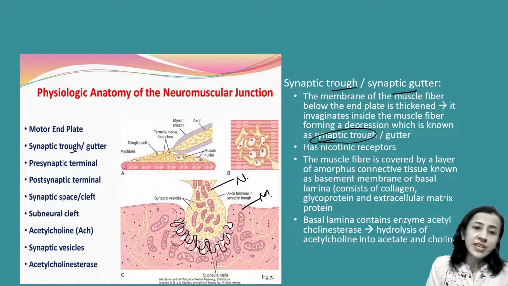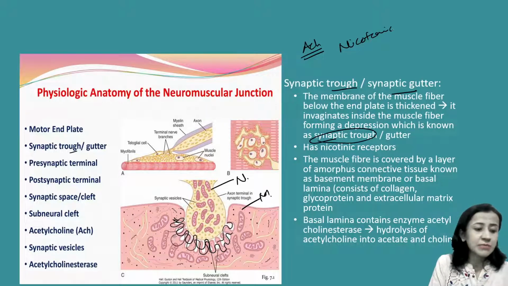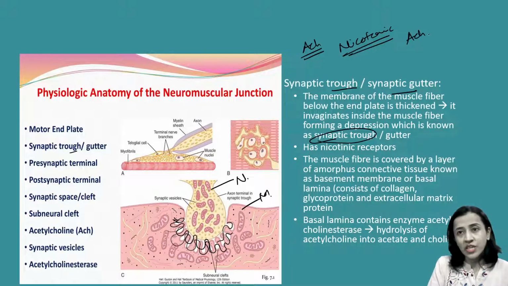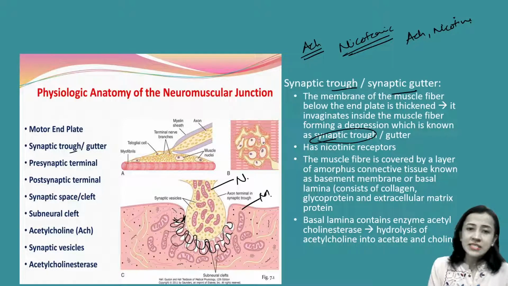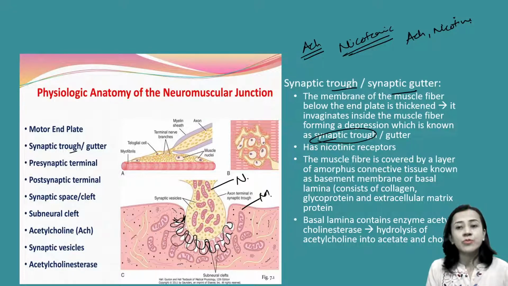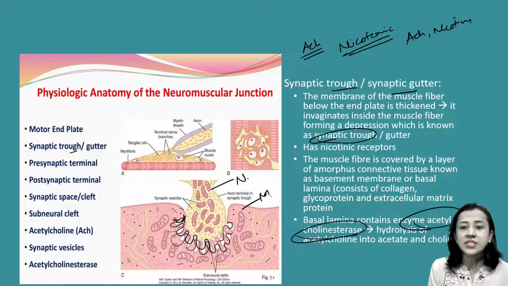Very important, we have receptors for binding with acetylcholine, known as nicotinic receptors. Why nicotinic receptors? Because they are stimulated by acetylcholine and nicotine. Another important thing is that this muscle fiber is covered by a layer of connective tissue, the basal lamina. This basal lamina contains collagen, glycoprotein and extracellular matrix protein, as well as the very important enzyme acetylcholinesterase.